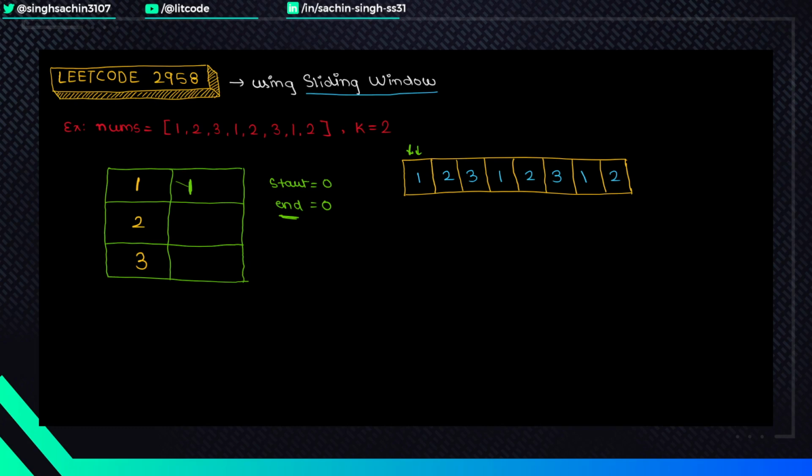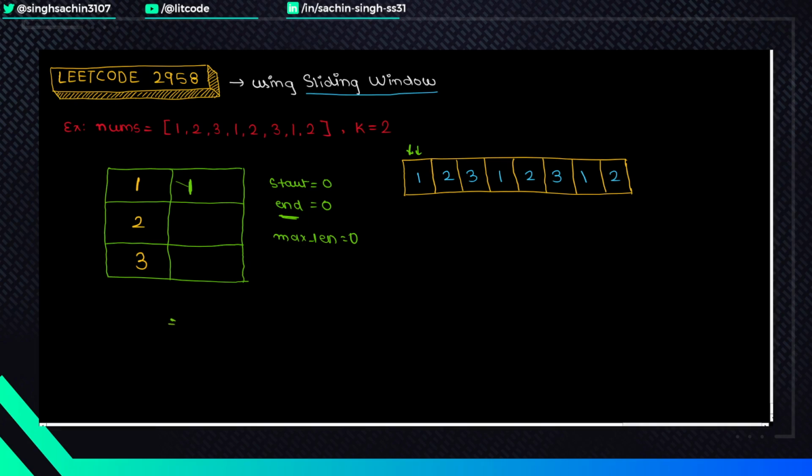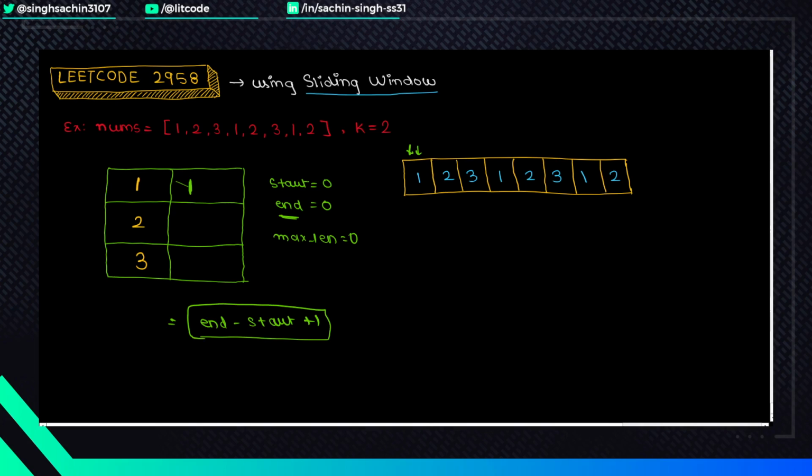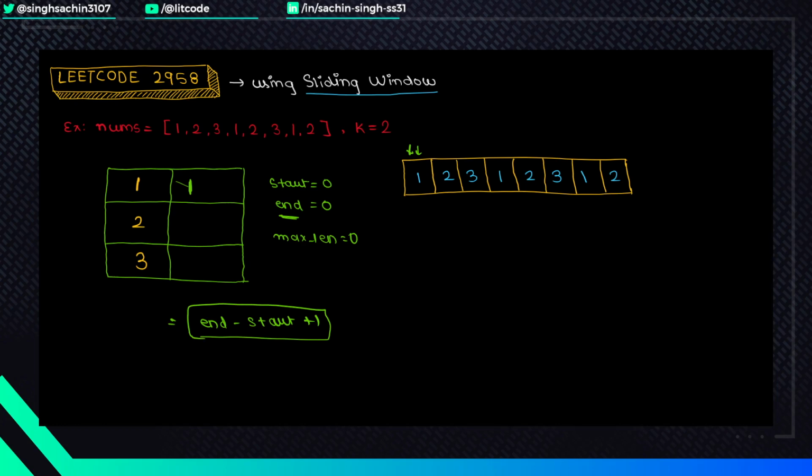So what we can do is use another variable to store the maximum length. I'll update this value using the formula end minus start plus 1, which will give you the length of your subarray. We'll use this formula and update our max length. So now it will be 1, because 1 minus 1 plus 1 is 1, not 0. Next I'll increment my end counter.